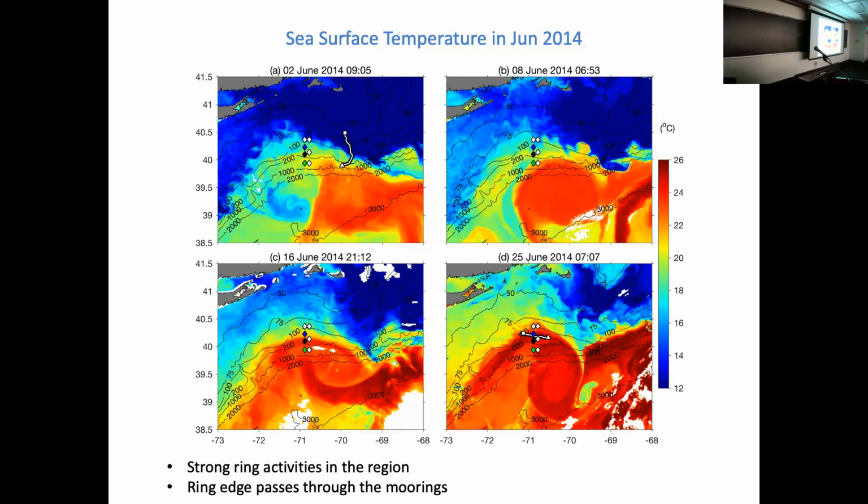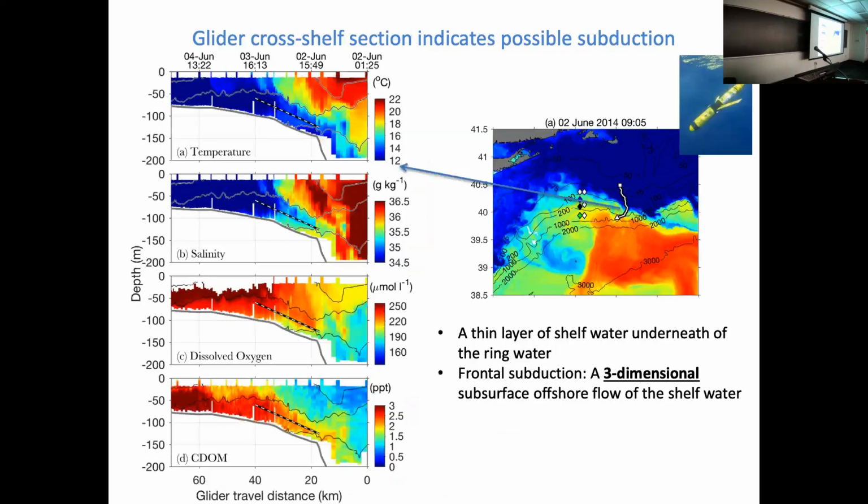And then there is also a glider transit across the ring edge at that time, again the OOI glider. So now let's look at the glider data. This is again temperature, salinity, dissolved oxygen, and CDOM. So what do you see?